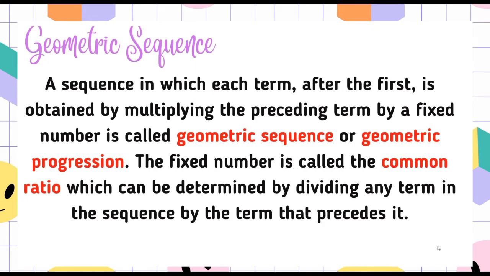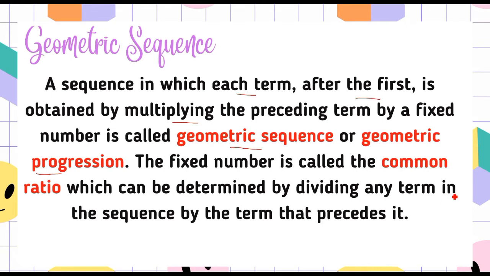So, now, let us define geometric sequence. So, a sequence in which each term after the first term is obtained by multiplying the preceding terms by a fixed number, and that is called geometric sequence or geometric progression.